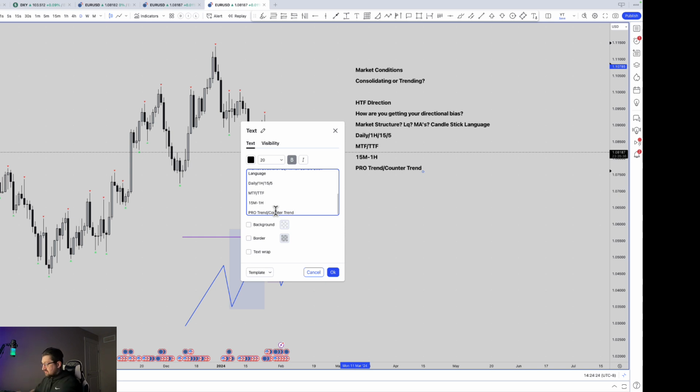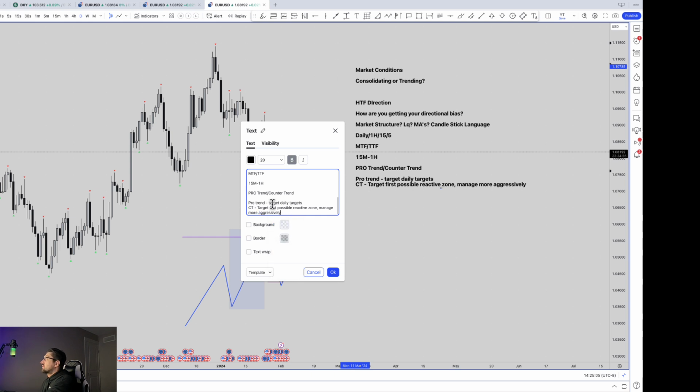Pro trend, target daily targets. All right. Counter trend, target first possible reactive zone, manage more aggressively. So pretty straightforward.